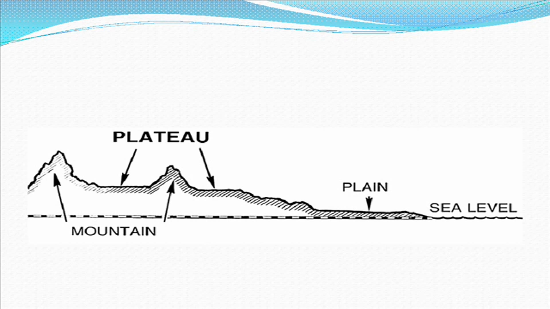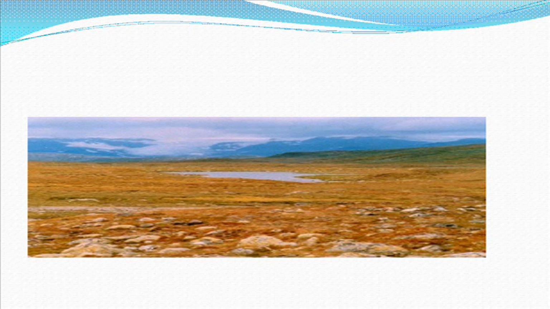After the two mountains there is a large flattened area called plains. Then, at the end, there are seas. This is called sea level. The plain surface in between many mountains is called a plateau.